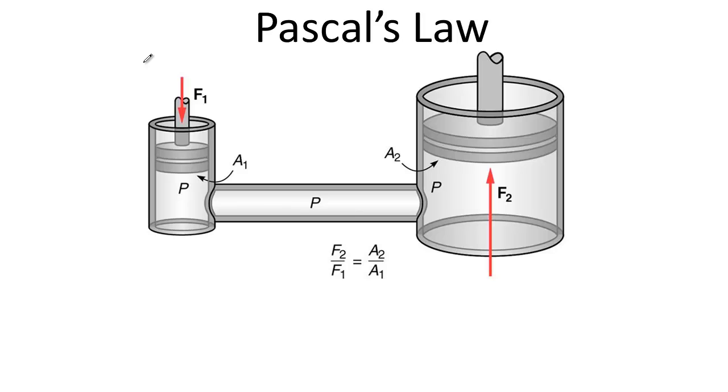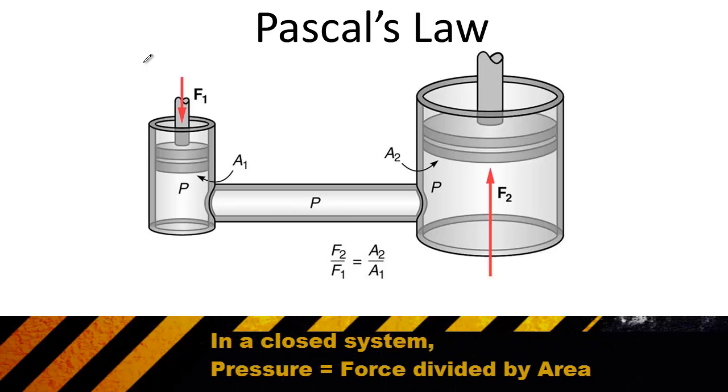Everything we've seen up till now has been an open system because one end was open, allowing water to leave the system. When you have a system where water is not allowed to leave, when everything is sealed up, then you're dealing with a closed system. And when you have a closed system, we can use Pascal's law. To understand Pascal's law, you first have to understand a new definition of pressure, and that is that pressure is equal to the force being applied divided by the area.